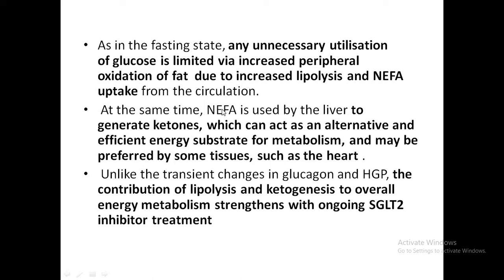NEFA is used by the liver to generate ketones, and this acts as an alternative and efficient energy substrate for metabolism. In fact, it is preferred by the heart. The contribution of lipolysis and ketogenesis to overall energy metabolism strengthens with ongoing SGLT2 treatment. That is, it is additive and it improves the overall energy metabolism.